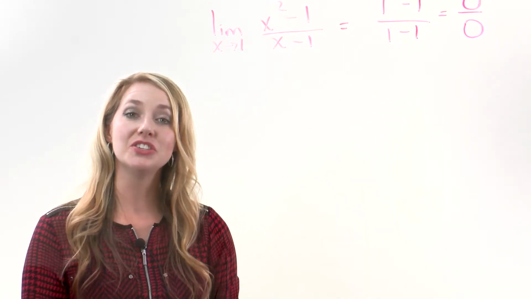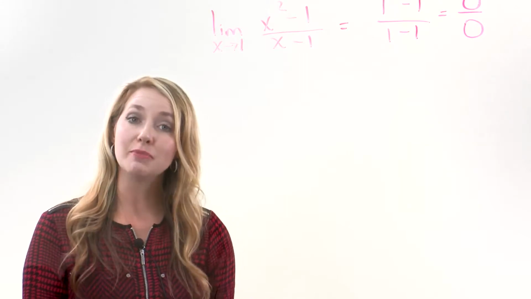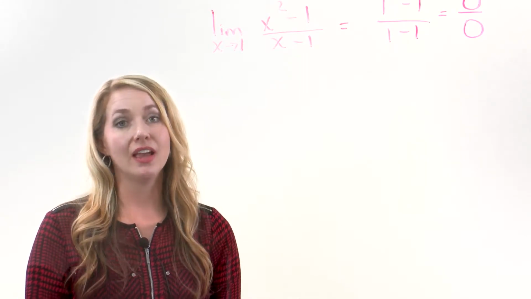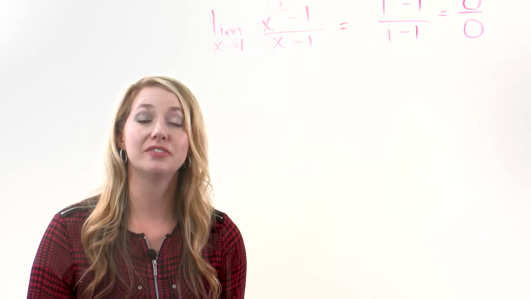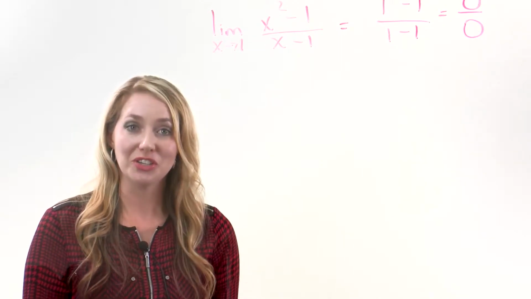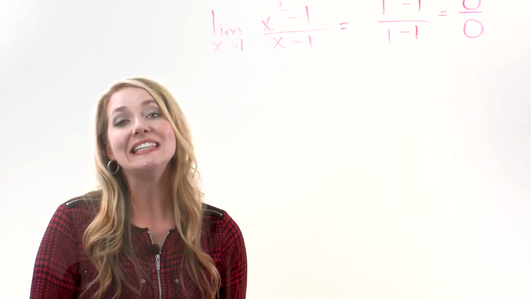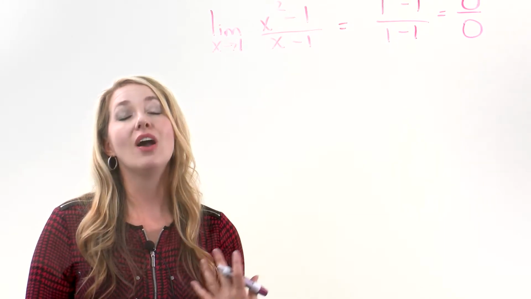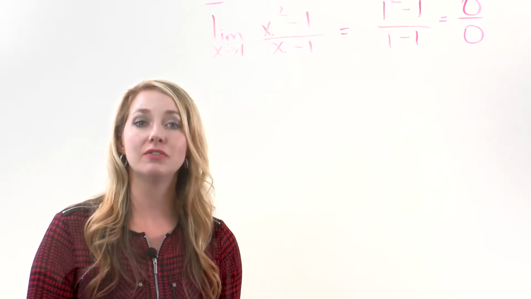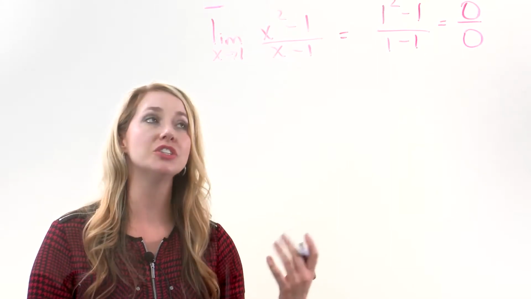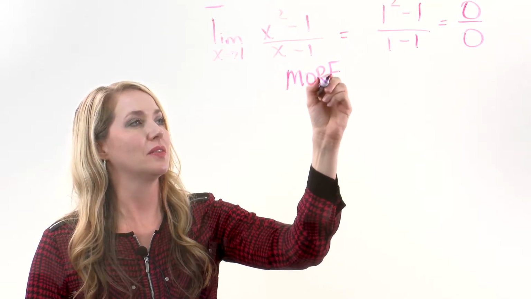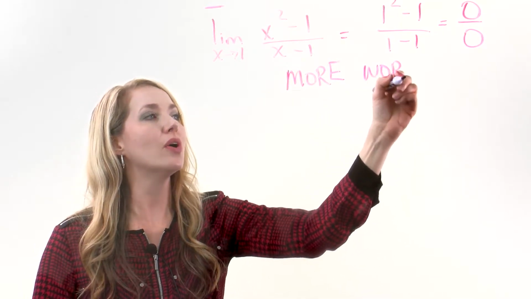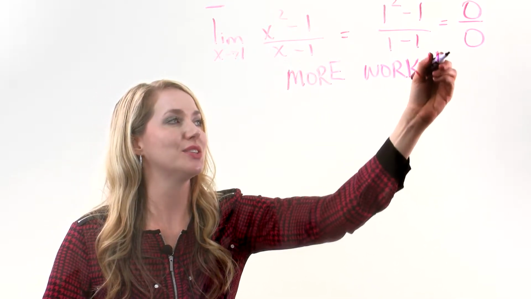And as I've mentioned to you in class, 0 divided by 0 is not 0. It is also not 1. It is also not undefined. It's something even worse than undefined. It's called an indeterminate form. And the only piece of information that we can glean from an indeterminate form is more work is required.